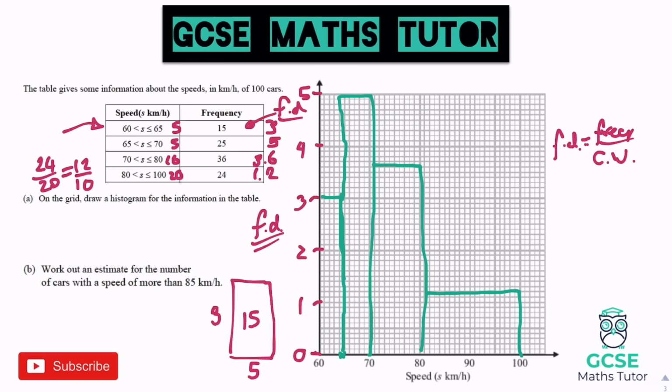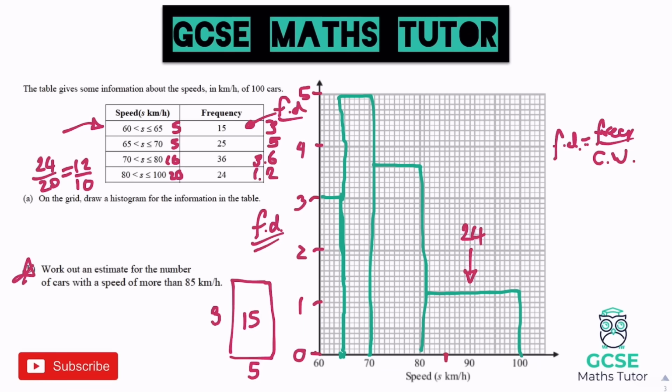So the question here, which I'm going to have a look at, this part B, says work out an estimate for the number of cars with a speed more than 85. Now you can actually do this from the table, or you could do it from your graph. Now 85 is, if we have a look on the graph, 1, 2, 3, 4, 5, halfway between 80 and 90 there. Now this bar here, we've already determined is 24 people, or 24 lorries.